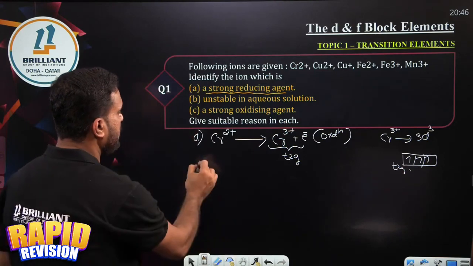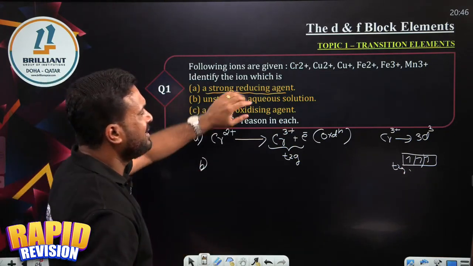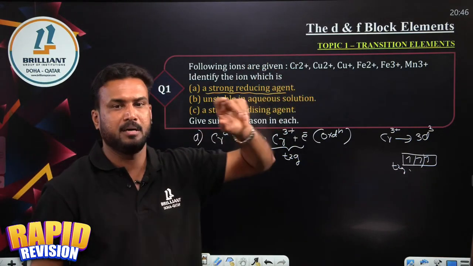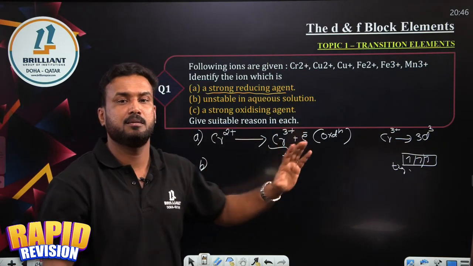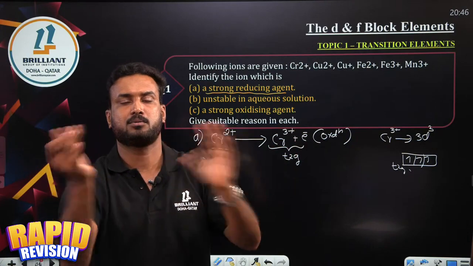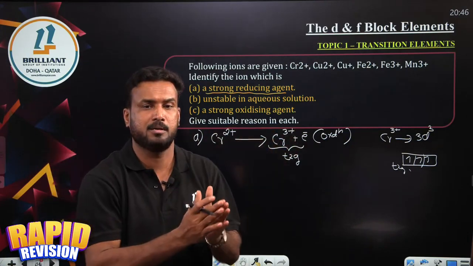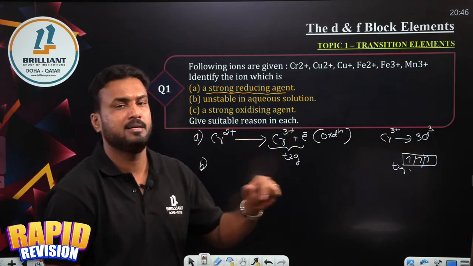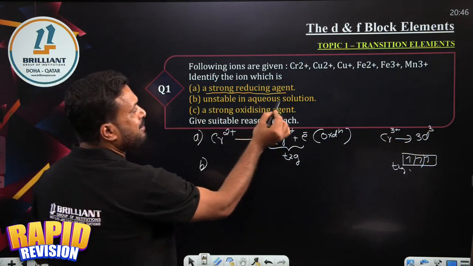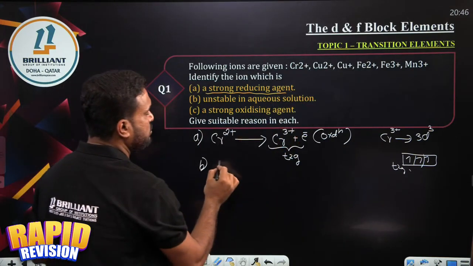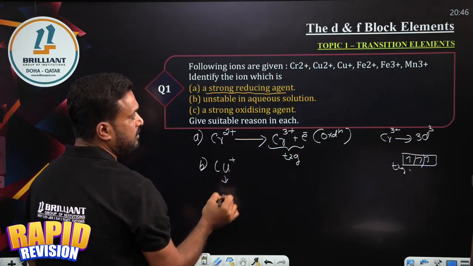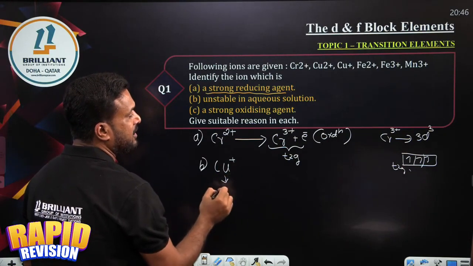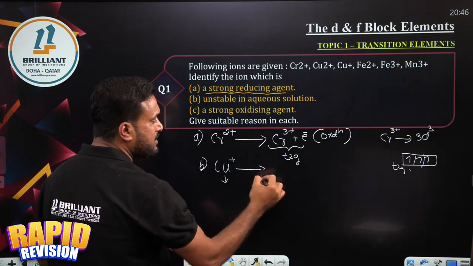B. Unstable. See, if they are asking a question like this for D and F, the same type only will come. So don't expect another kind of question. Listen carefully and learn. Unstable in aqueous solution, definitely the answer is Cu+. That is why Cu+ is unstable: because of less hydration enthalpy.